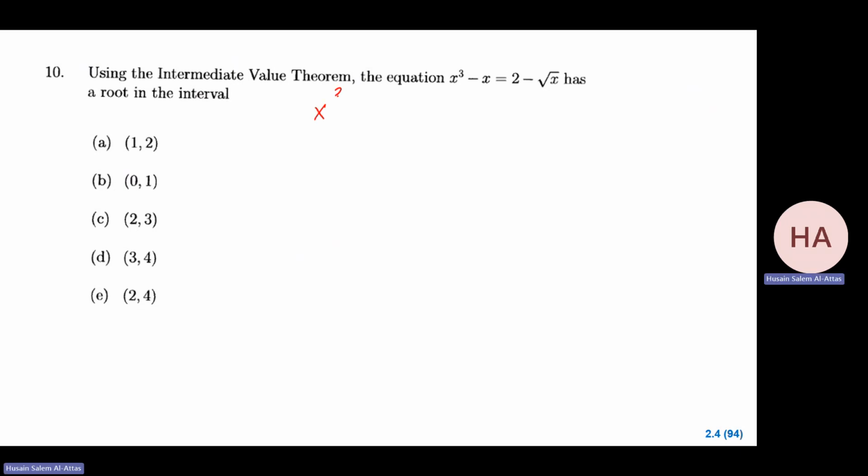Okay, I have x cubed minus x. So this is my f of x. X cubed minus x minus 2 plus the square root of x. This is equal to 0. Oh, so this is the way they do it in the multiple choice. They give you intervals. They wanted to check.